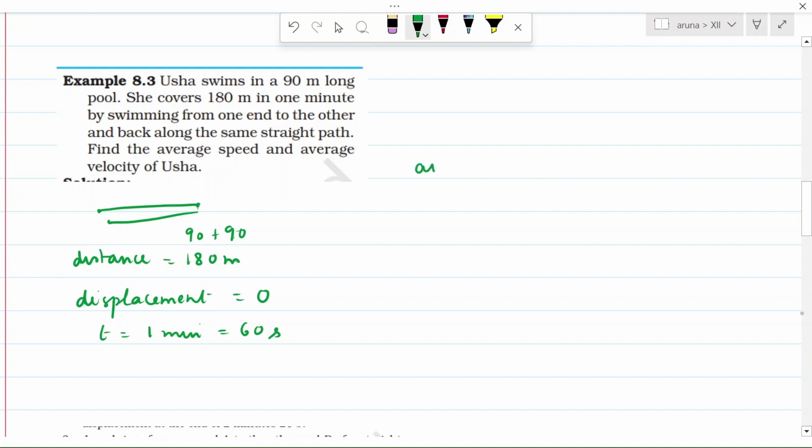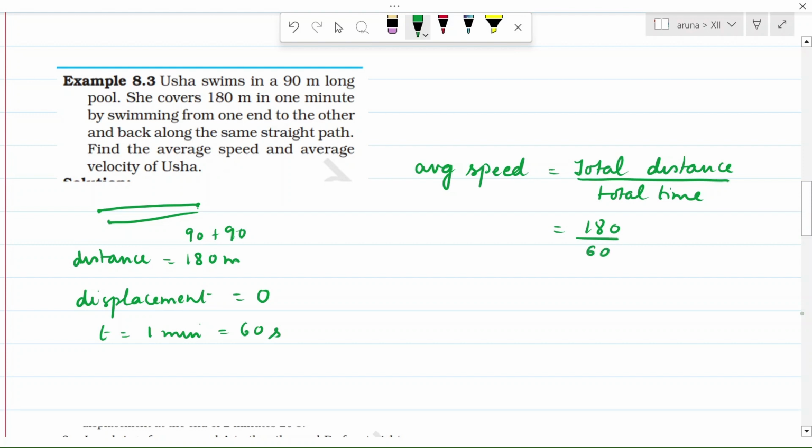So average speed, total distance upon total time, which is 180 upon 60, 3 meter per second, and average velocity is 0.